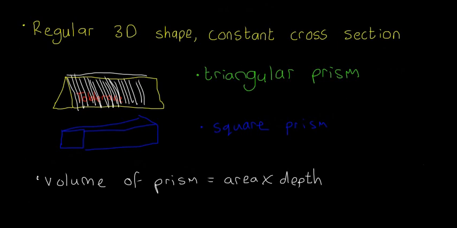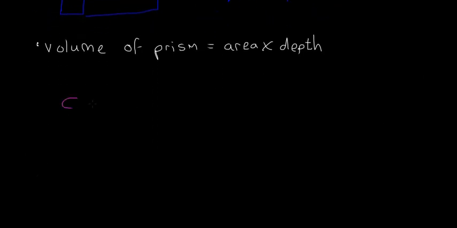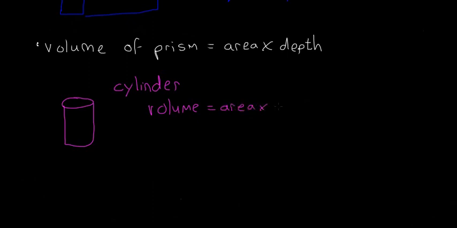A good example of this is the cylinder. You all know what a cylinder is, hopefully. It's one of these bad boys here. So this is a cylinder. Again, a cylinder is a type of prism. It's a circular prism. So for the volume of a cylinder, since we know it's a prism, we're going to use this formula for the volume. We know that the volume is going to be equal to area times the depth.